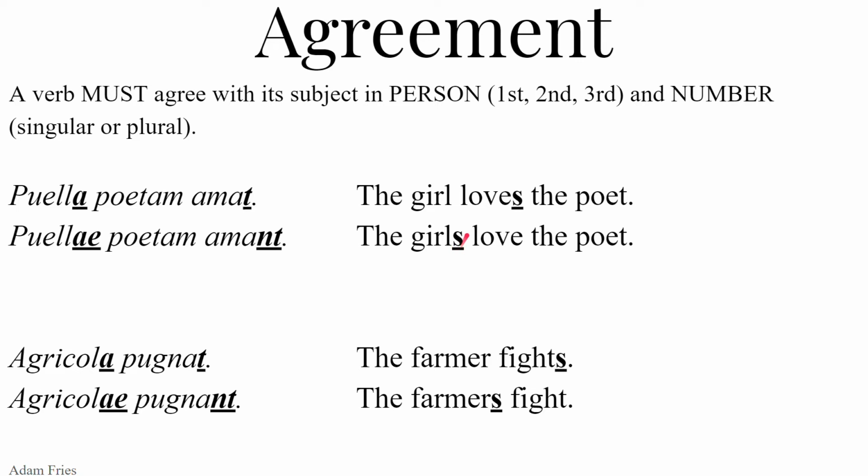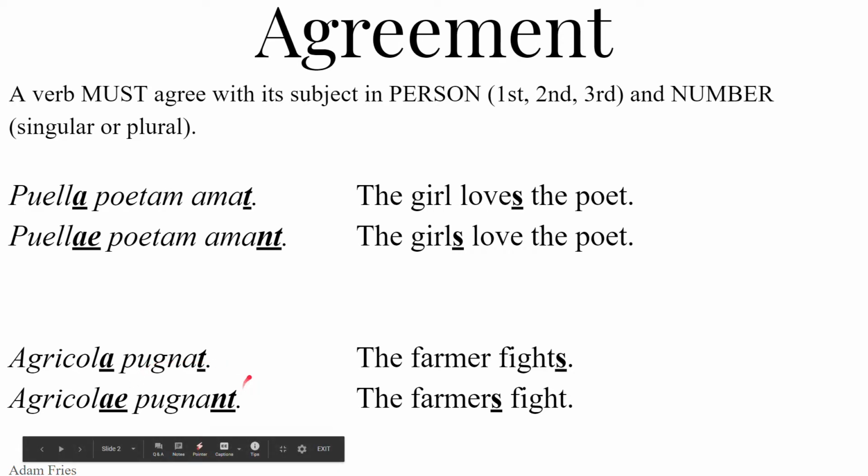Girls. Now we've added the S to make girl plural to girls. Loves, third person singular, that's the only one with the S in the English conjugation. Love, third person plural. The girls love the poet. Agricola pugnat, singular, third person singular. Farmer fights. Agricolae pugnant, third person plural. The farmers fight.